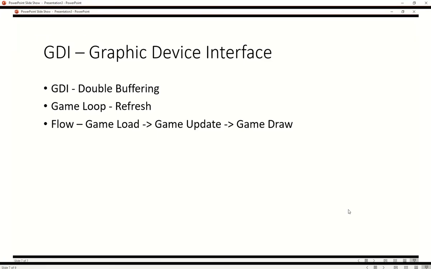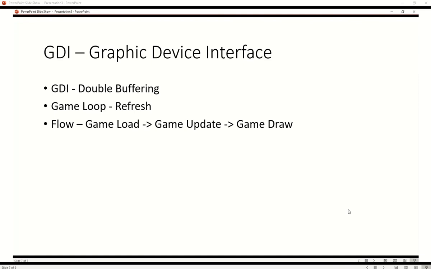Mr. Hem again. In the last few videos, we went through double buffering and we were setting up the game loop to work with our double buffering. In this video, I want to set up basically the flow of our game, the game load, the game update, and the game draw in that. And that's how kind of a game works. I can explain to you briefly.